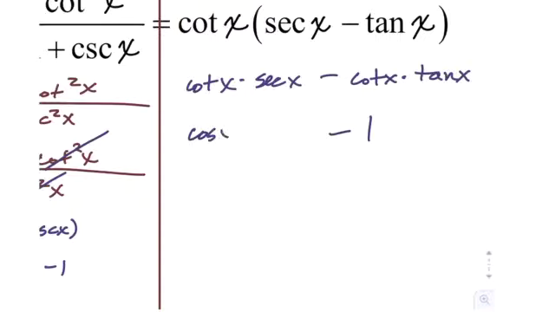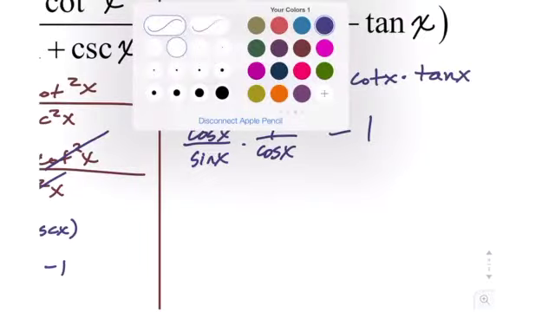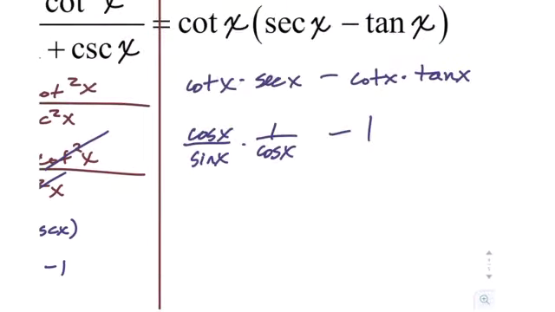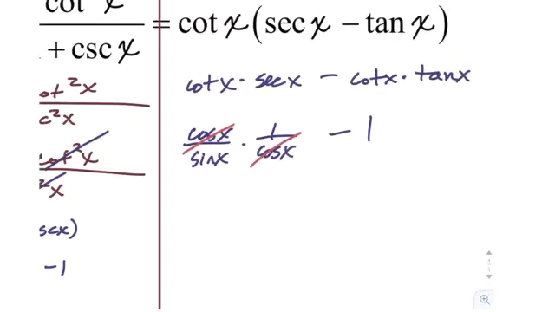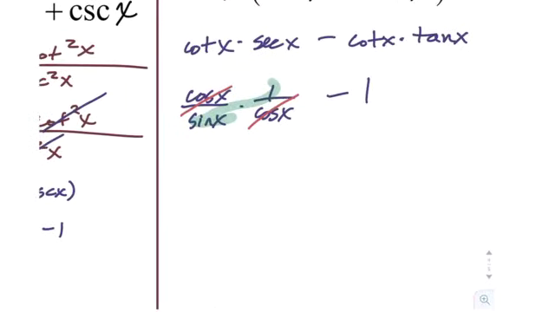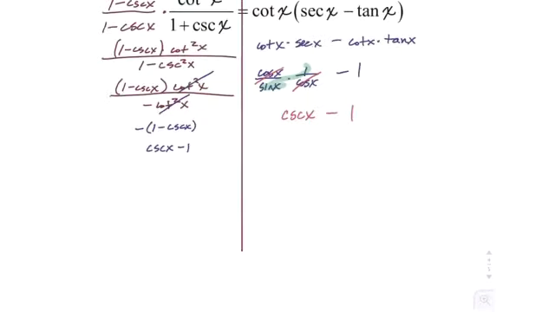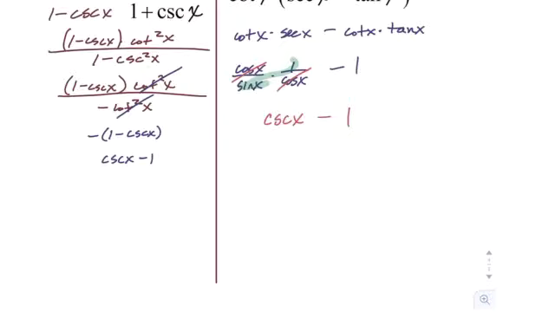Cotangent is cosine of x over sine of x. And secant of x is 1 over cosine of x. What happens with your cosines? They divide out. And we are left with 1 over sine. See that? And what is 1 over sine equal to? Cosecant of x minus 1. And now the bottom left looks like the bottom right.